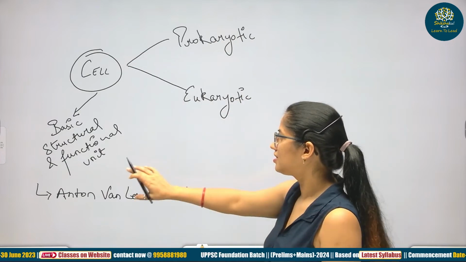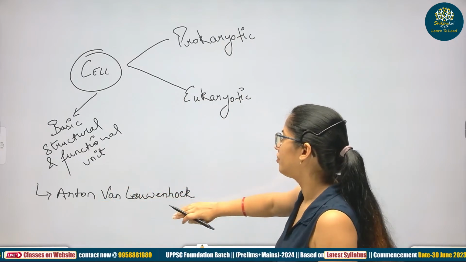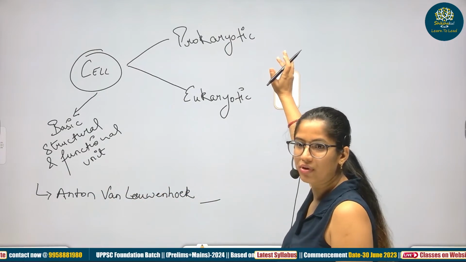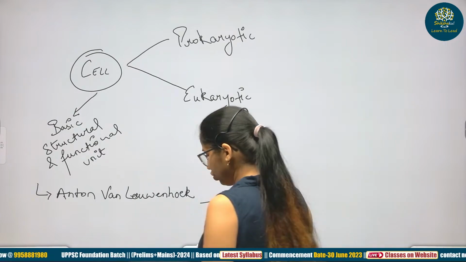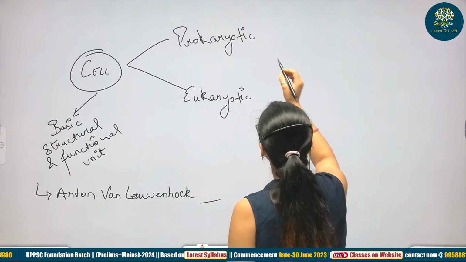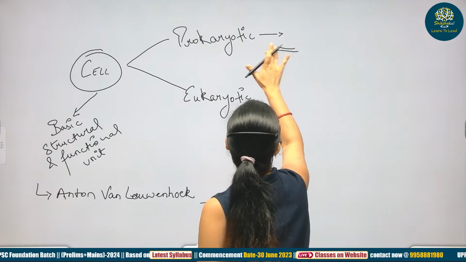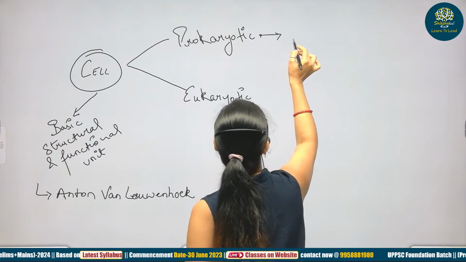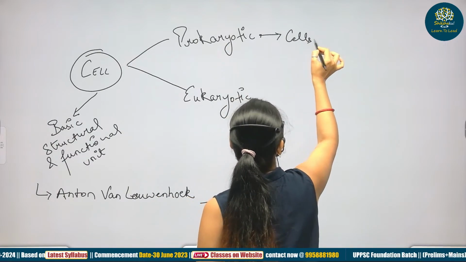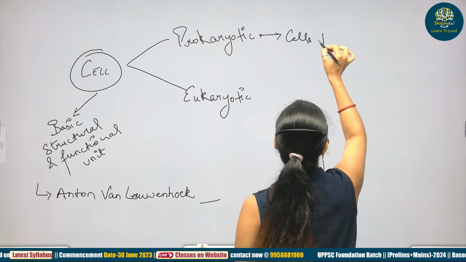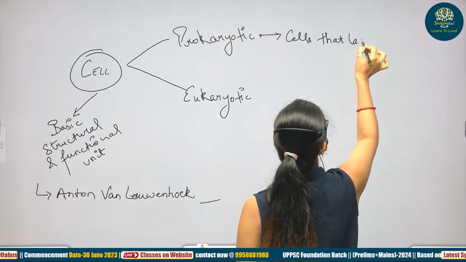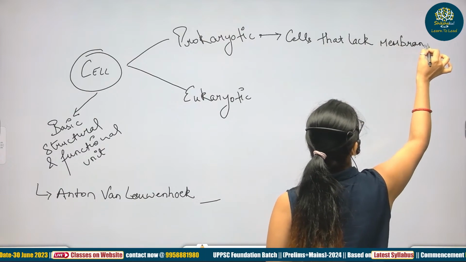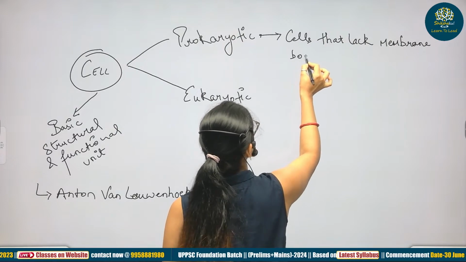So what is cell? Cell is the basic structural and functional unit. It is invented by Anton van Leeuwenhoek, and the cells are divided into the two types, prokaryotic and eukaryotic. So what do you mean by prokaryotic? Prokaryotic basically are those cells that lack a membrane bound nucleus.